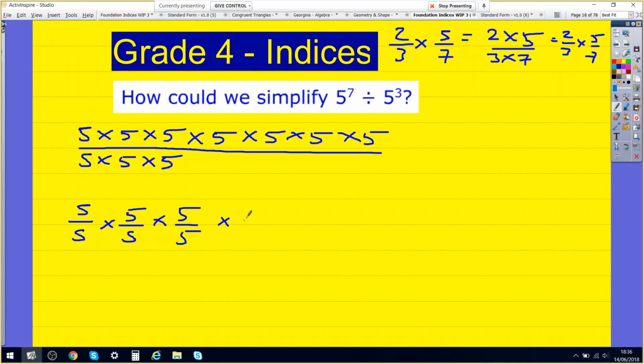What is 5 divided by 5? 5 divided by 5 is 1. And so you've got 1, 1, 1. And what is the short way of writing 5 times itself 4 times? In index form, what would that be? 5 to the power of 4. Yeah. And what is 5 to the power 4 times 1?